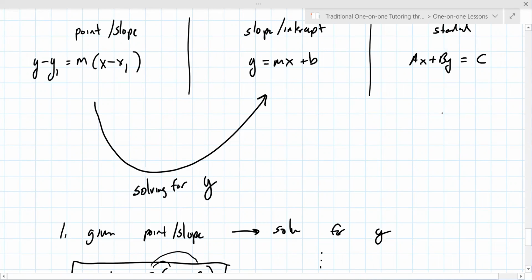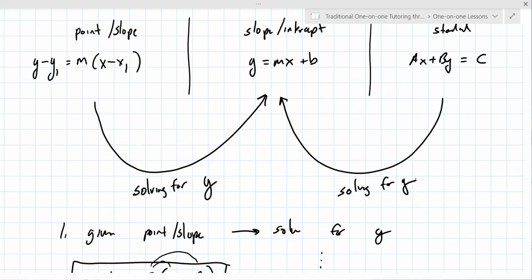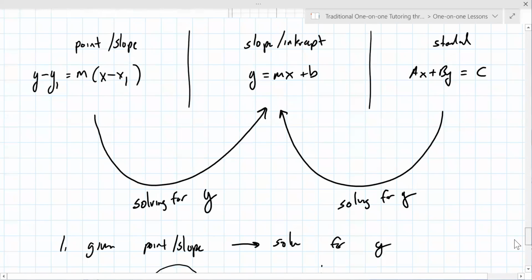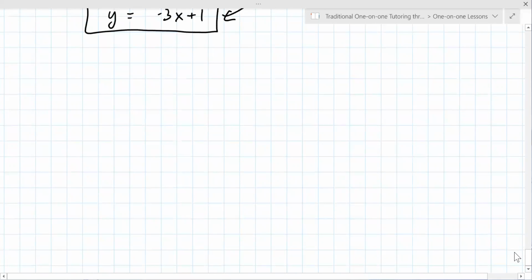you can also move from standard form to slope intercept form by solving for y. So we'll do a couple of those here. Could you say that one more time? You go from standard form to slope intercept form by solving for y also. And point slope also does. Okay. So it all becomes y equals mx plus b like those two.